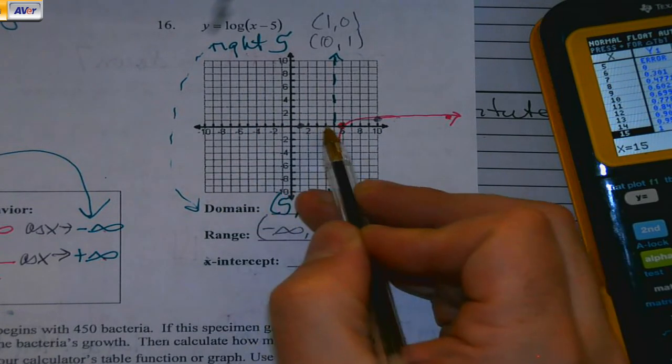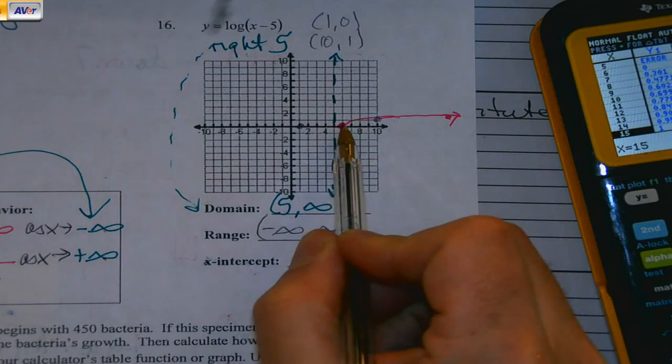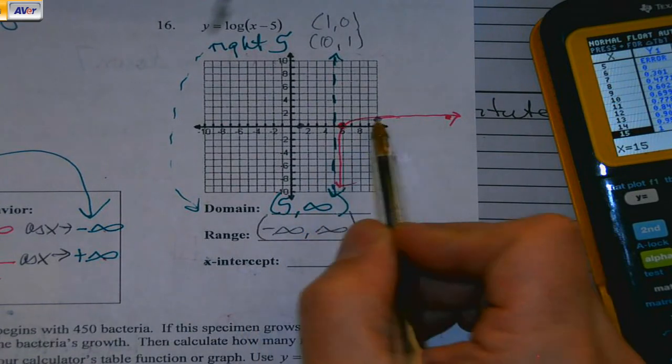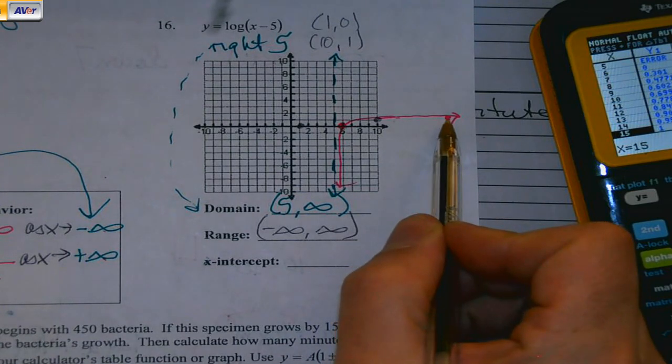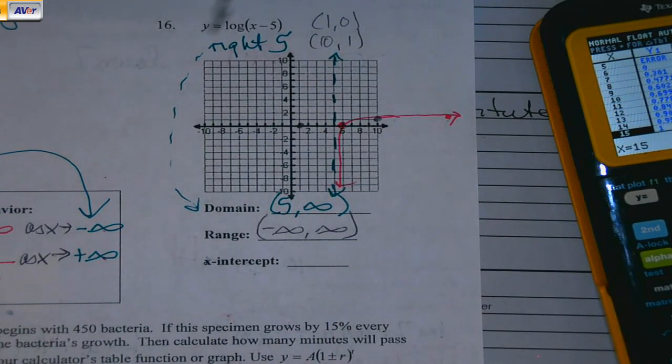1, 2, 3, 4, 5. There's my (6, 0). Here, 1, 2, 3, 4, 5. There's my (15, 1). They both get me to the same place. I don't care which way. They're both the right answer. We're good with that. But then I got one more thing I asked for this time.